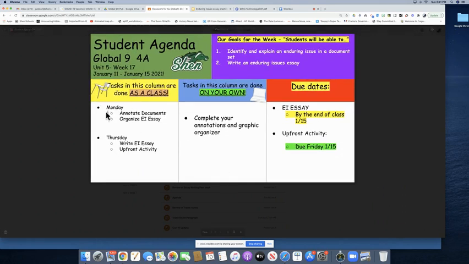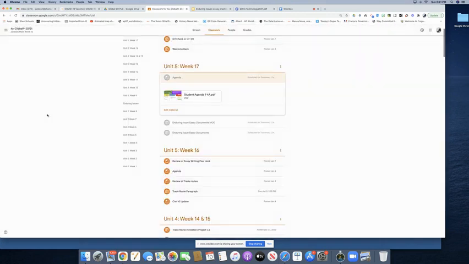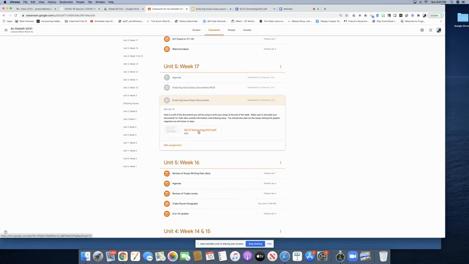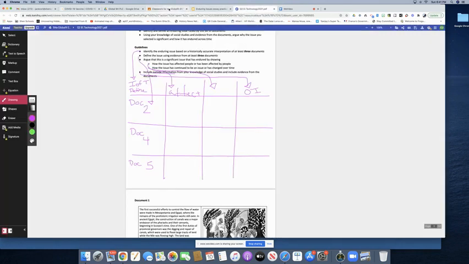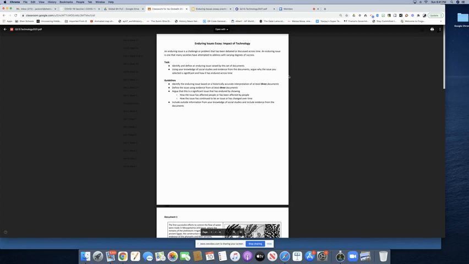So today, on Monday, we're going to annotate our documents and organize our enduring issues essay so that on Thursday we can write it. Okay, so what you're going to do is open your documents. If you are in person, you are going to have a document set handed to you. If you are not in person, you're virtual, either you got them on Thursday or you're going to use this PDF.